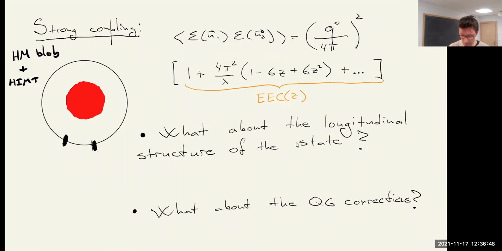Now let's ask, what about the longitudinal structure of the state? And then also one interesting question about this quantity is, what about the quantum gravity corrections to this result? Can we discuss and understand those?